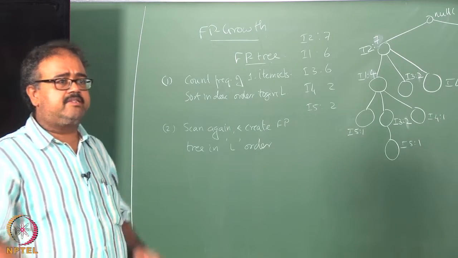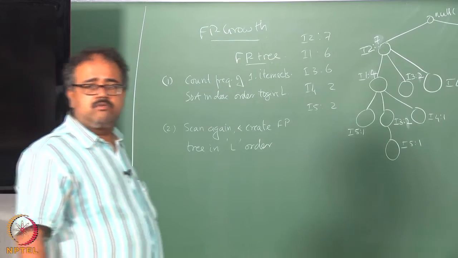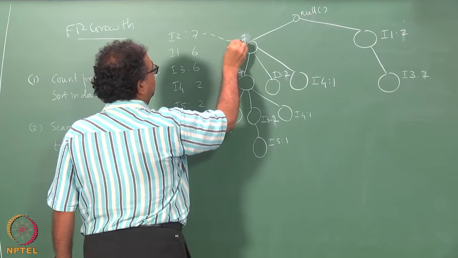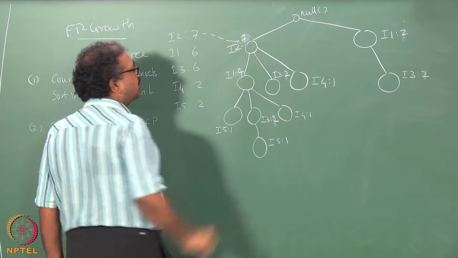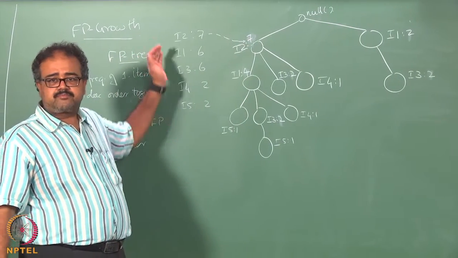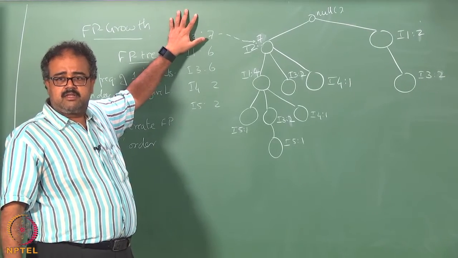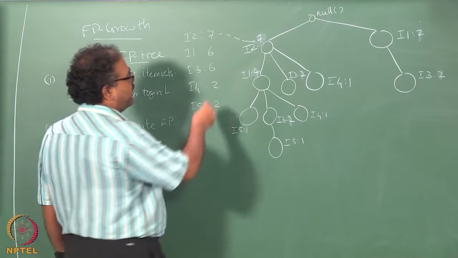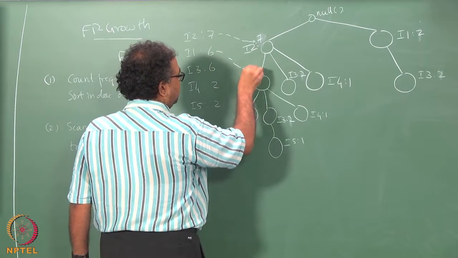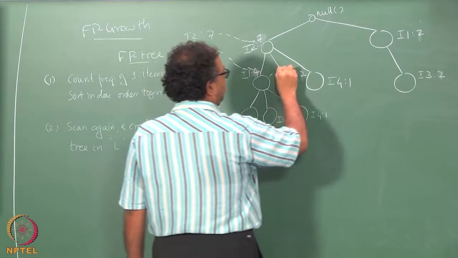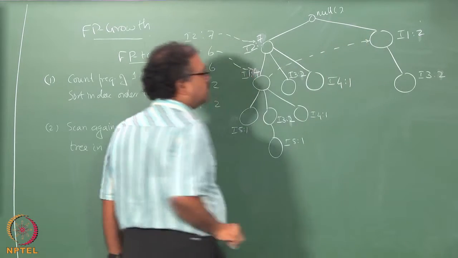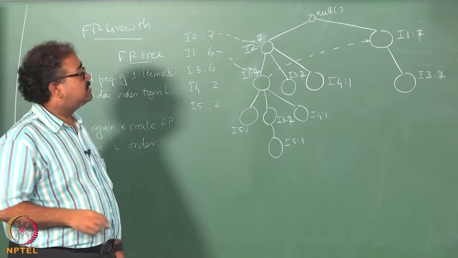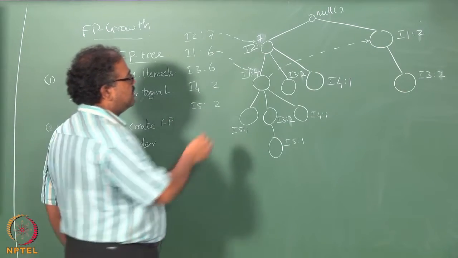There is only one thing that is needed to complete this. For ease of navigation, I am going to have pointers from this table. So where does I2 start here? Likewise, where does I1 start here? If there is a second entry of I1, this will connect that. Then what about I3?